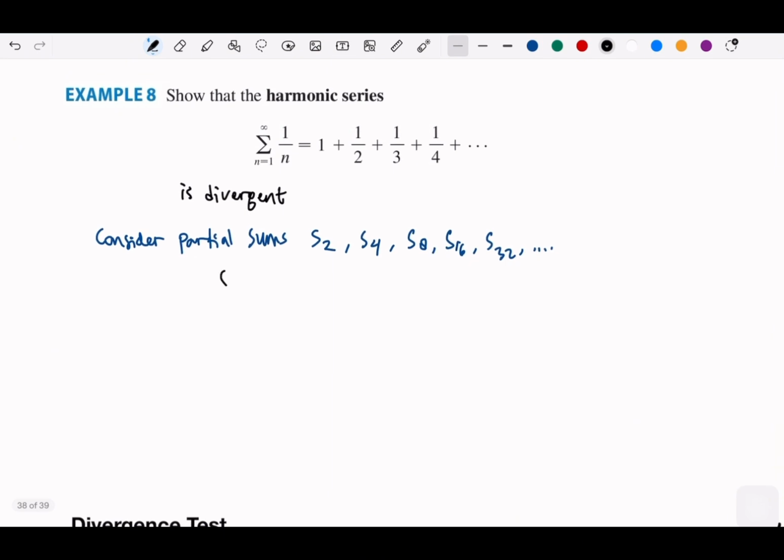So S2 is 1 plus 1 over 2, right? And S4 is 1 plus 1 over 2 plus, let me write with parentheses, 1 over 3 plus 1 over 4.